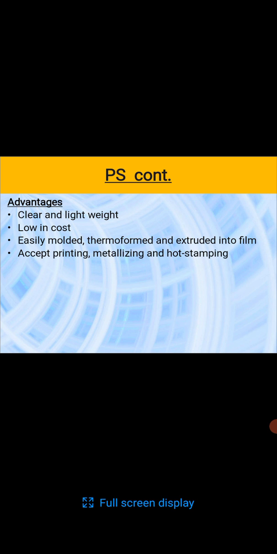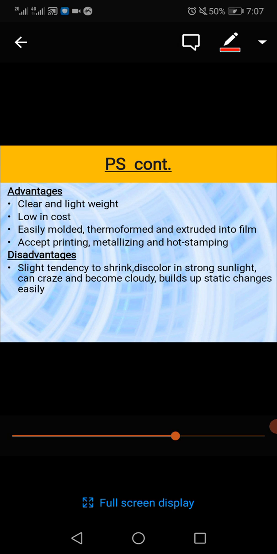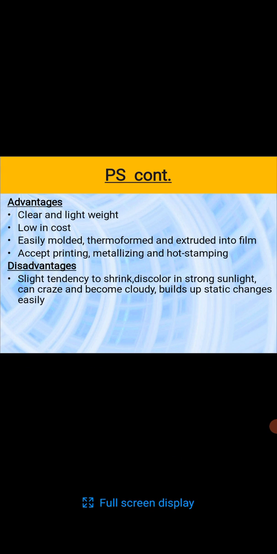That means, guys, it can be controlled and easily used; its molding is easy to shape. Thermoforming can be controlled by temperature: you heat it, then it cools after shaping, and it can be extruded into film, accepting printing, metallizing and hot stamping. A disadvantage: slight tendency to shrink. Discolors in strong sunlight, can craze and become cloudy, builds up static charge easily. It is applicable for bottles for pharmaceutical tablets and capsules.